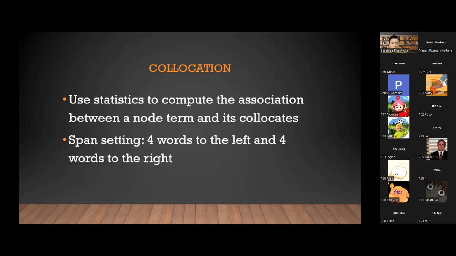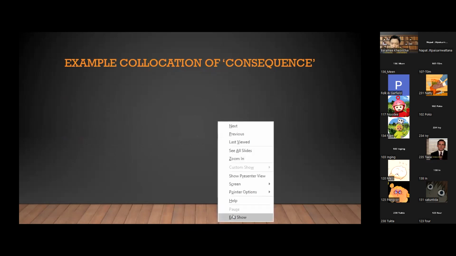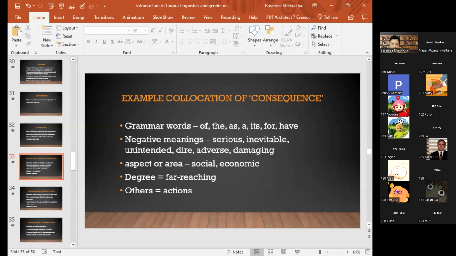And if you want to do this, you need to set the span. You need to set how far you want the software to check in the corpus for you. It tends to be like 4 words on the left or 4 words on the right. So let me just show you how to do that in the BNC.